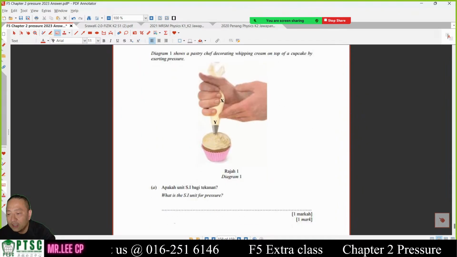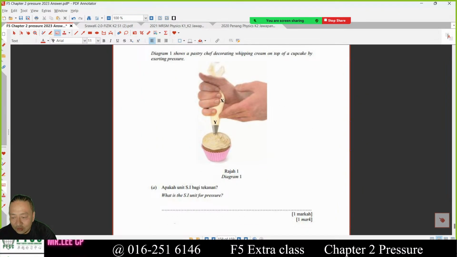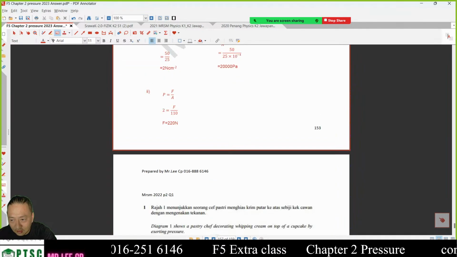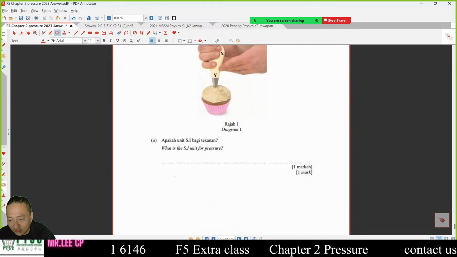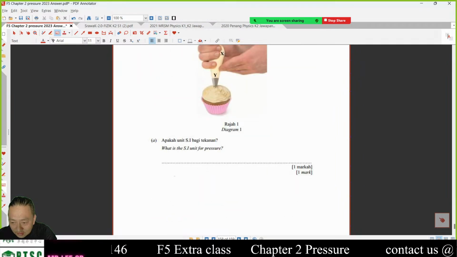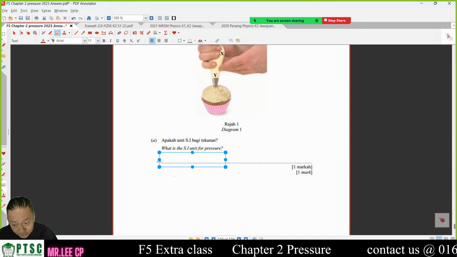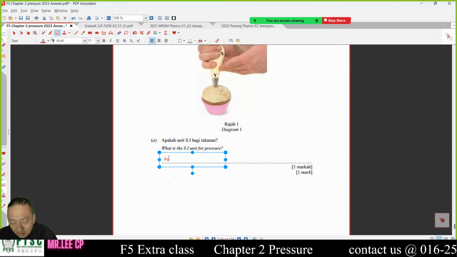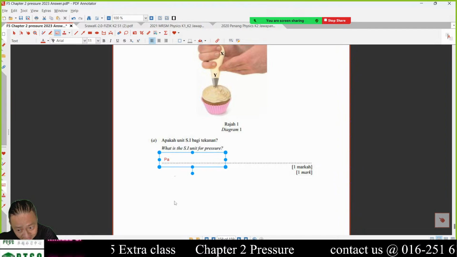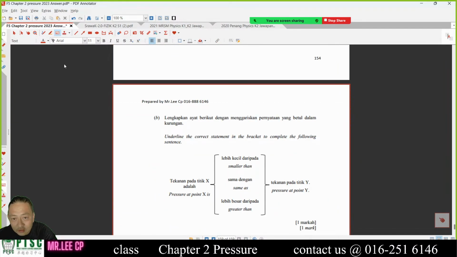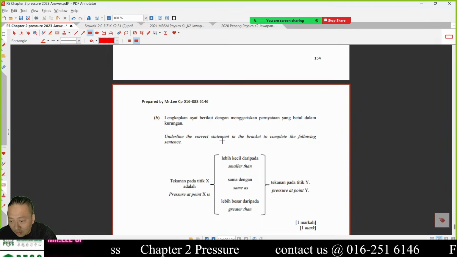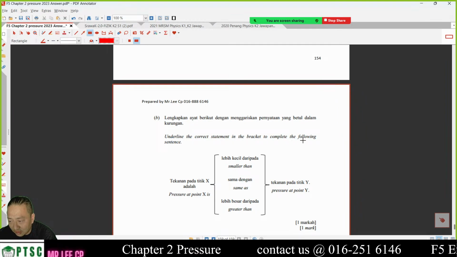Okay, lastly, what is the unit for pressure? Anyone still want to copy here? Should be okay. This one, many of you get correct. Right? SI unit for pressure, Pascal. Make sure it is capital letter, PASCAL. So this one is underline the correct statement in the following.